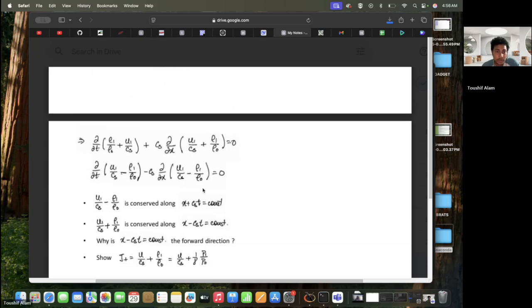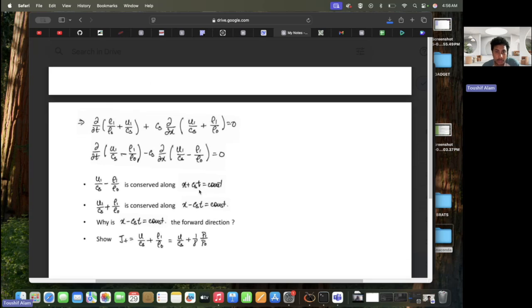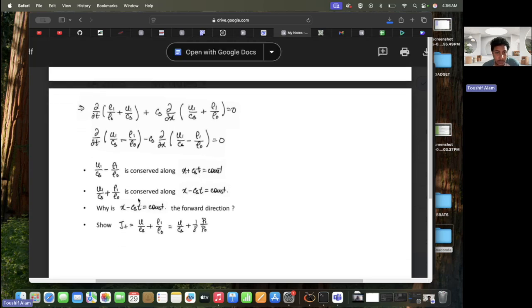So u1 by Cs minus rho 1 by rho naught is conserved along this line, and the plus sign one is conserved along the x plus Cs t constant line. So why is x minus Cs t constant in the forward direction? You have seen this, no? Exponential of i omega t minus kx. If you just multiply with k, then k Cs will be omega. So why is this constant?